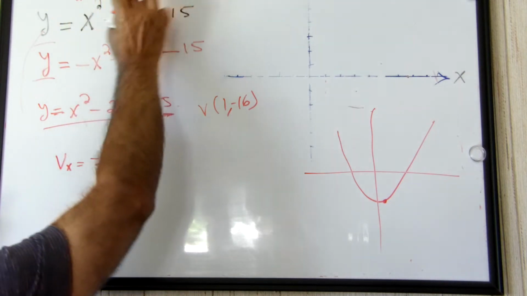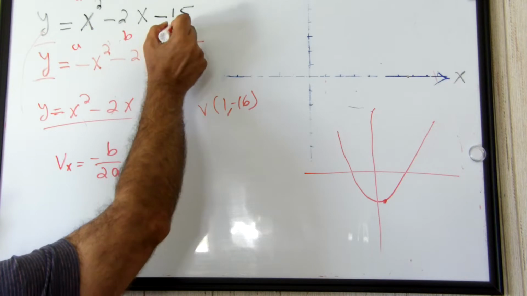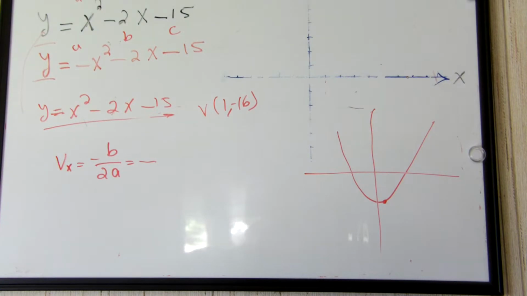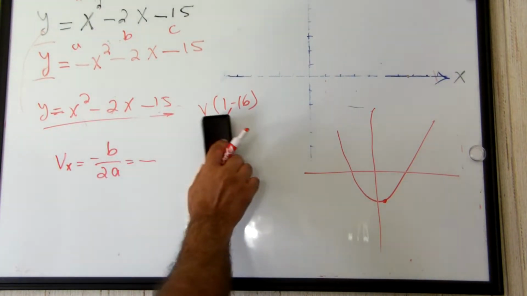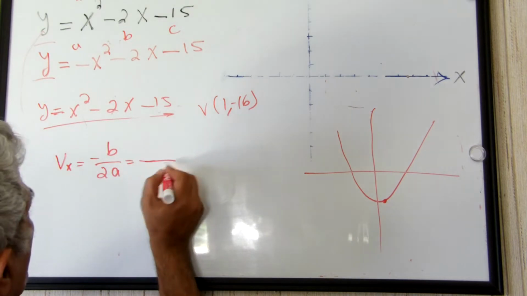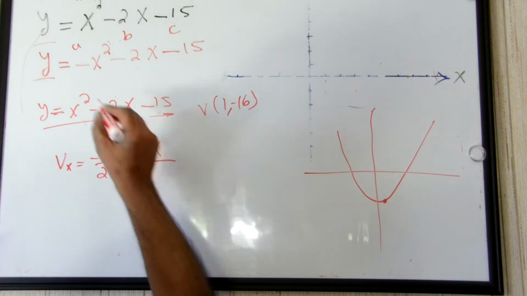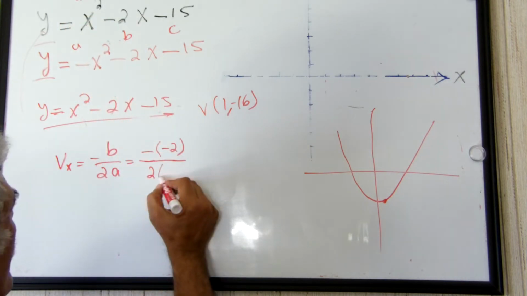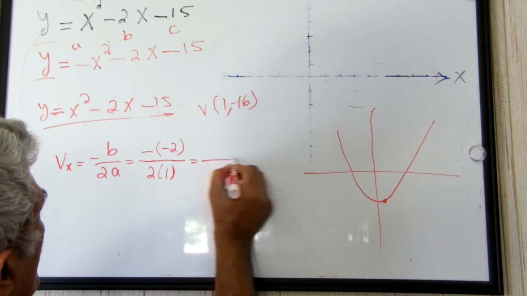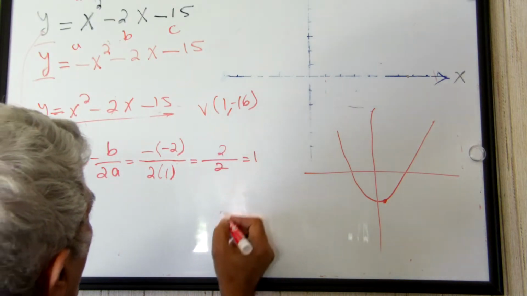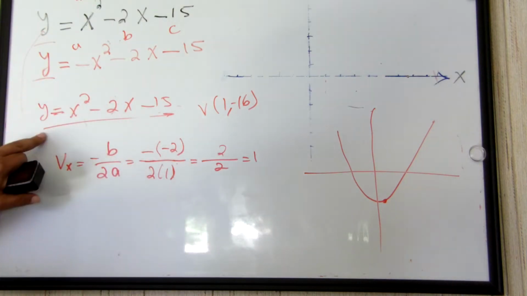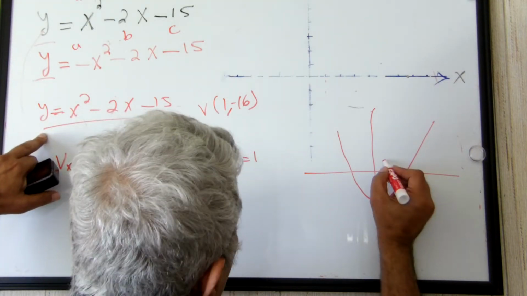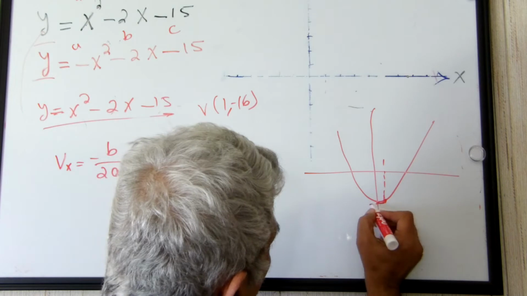Okay? A, B, C. C is minus 15 and B is minus 2. So let's find this vertex: minus B, so minus minus 2, over 2 times A, which is 1, times 1. It's going to be 2 over 2, which is 1. So we find that x is 1. Now we find the value of y.